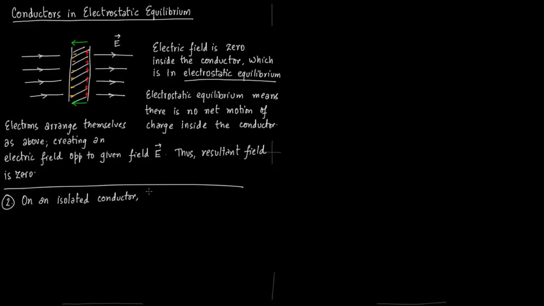Now the second point I want to make is that on an isolated conductor, the charge resides on the surface. So say you have a conductor, let us draw a conductor. Then the charge is only on the surface. The charge will reside on this green layer, only on the surface, not inside.